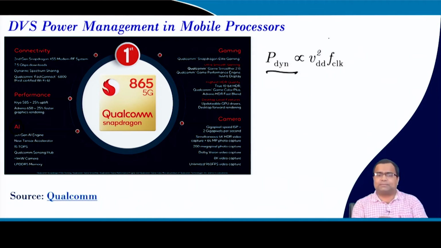One of the examples: suppose all of us have a laptop, right? If you take most laptops, there are different battery features. One feature is high performance mode, another is balance mode, and the other is battery saving mode.